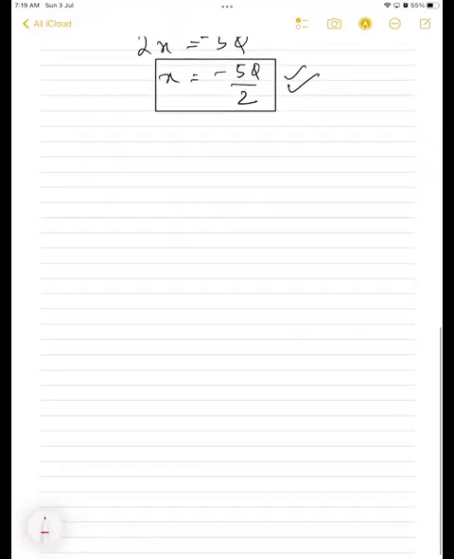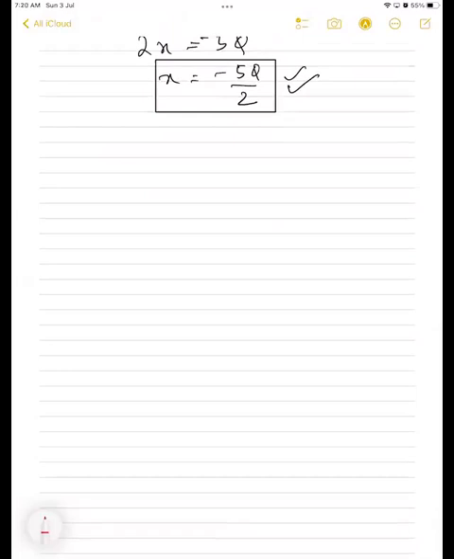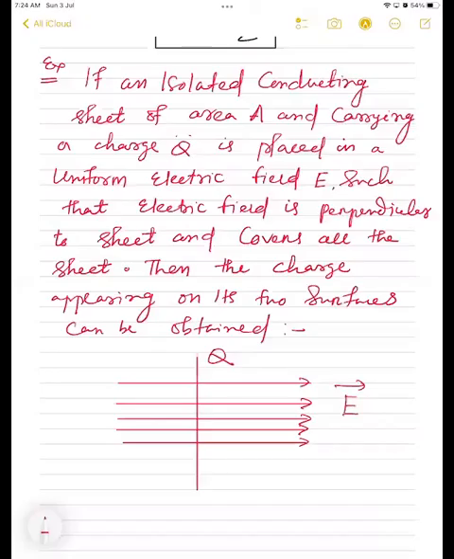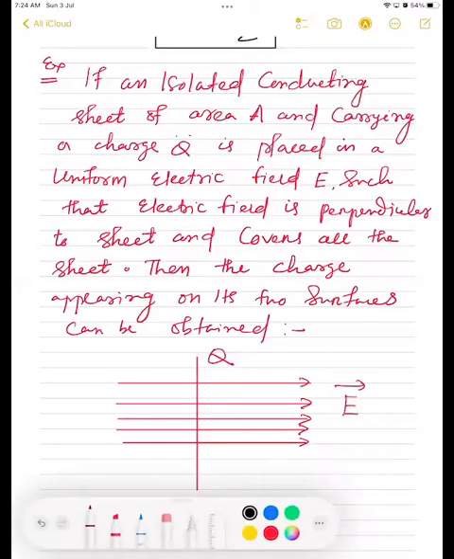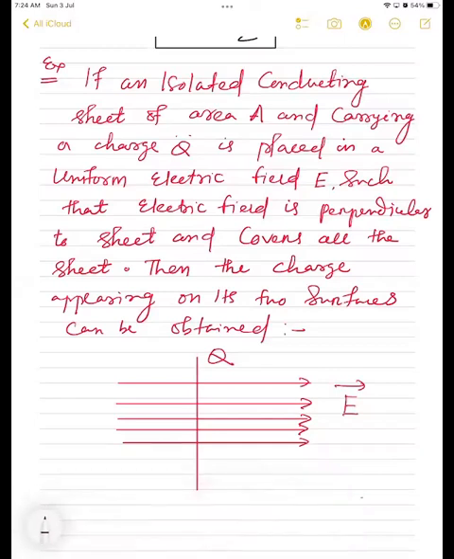You can see another question, just write it. Just write the other question. See here, one concept, right? There is an isolated conducting sheet of area A, okay?